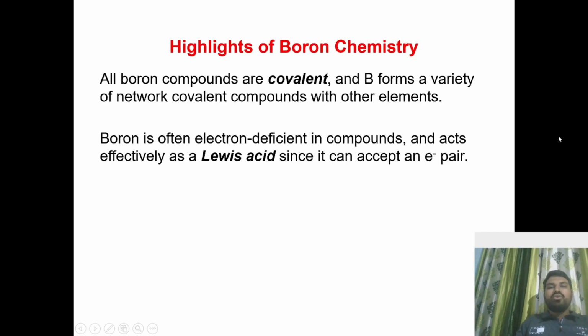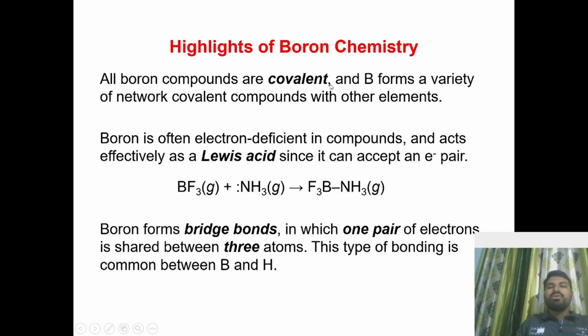Now, highlights on chemistry. All boron compounds are covalent, and boron forms a variety of network covalent compounds with other elements. Boron is often electron deficient in compounds and acts effectively as a Lewis acid since it can accept an electron pair. Hence boron is a Lewis acid. Boron forms bridge bonds in which one pair of electrons is shared between three atoms. This type of bonding is common between boron and hydrogen.